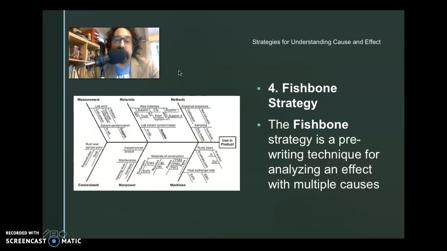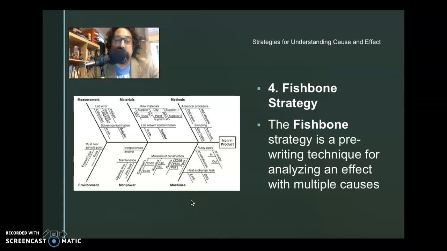Now this one is called a fishbone strategy. As you can see, this is the head of the fish, and then there are the bones and the scales. So the effect would be here, the global apocalypse. The major factors would be on the outside here. These would be additional related factors. And then in between, on the individual bones or scales, you'd be looking at sub factors, subcategories, anything related to that cause.